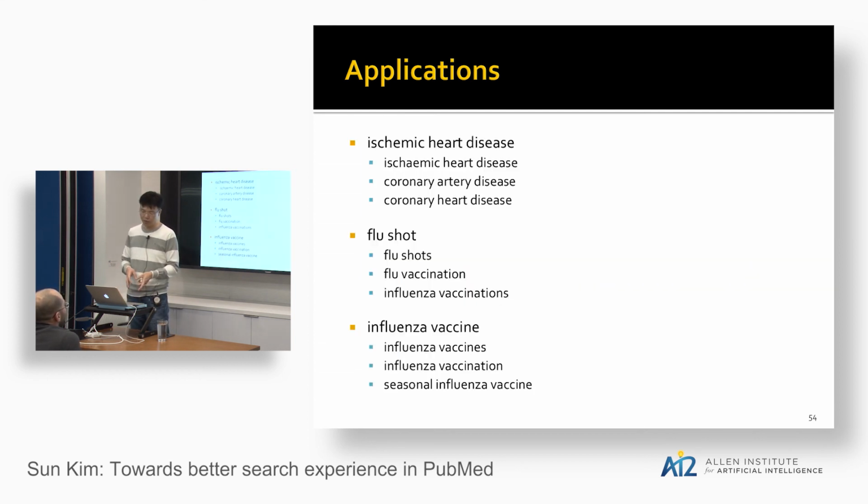A similar strategy can be applied to PubMed using word embeddings trained on segmented text. The closest phrases of ischemic heart disease are ischemic heart disease with AE, coronary artery disease, and coronary heart disease. Flu shots, flu vaccination, and influenza vaccinations are all the same concept. Since influenza vaccines, influenza vaccinations, and seasonal influenza vaccines are also close together, we can think of clustering phrases with a similar meaning. We can group all these together and use that for PubMed search.